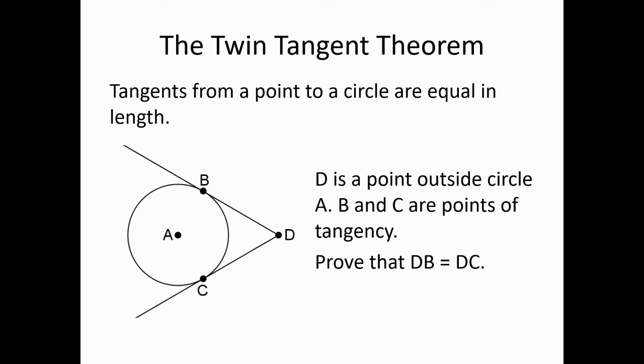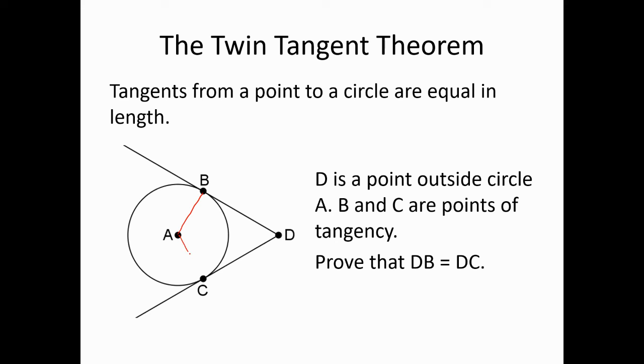The first of these is the twin tangent theorem, which says that if we have a point outside a circle, and from that point we have two tangents to the circle, in this case DB and DC, then the segments from the exterior point to the points of tangency, segments DB and DC, must be equal. And this is a simple matter to prove.